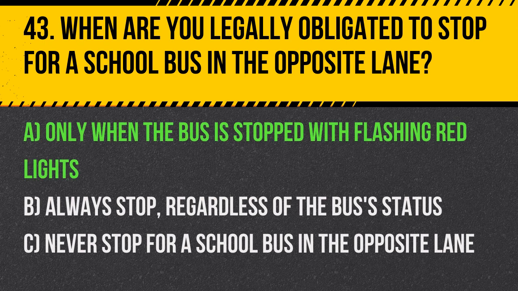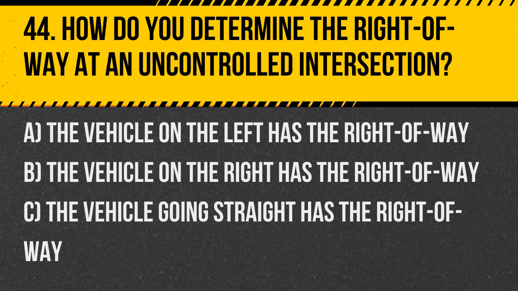Answer A. Only when the bus is stopped with flashing red lights. This indicates that children are boarding or alighting, and all traffic must stop. Question 44. How do you determine the right-of-way at an uncontrolled intersection?